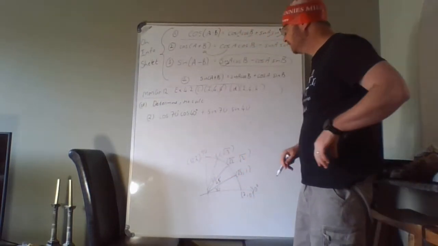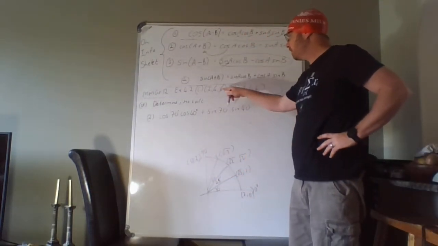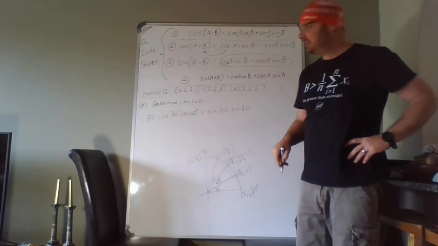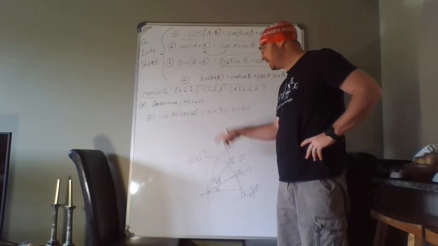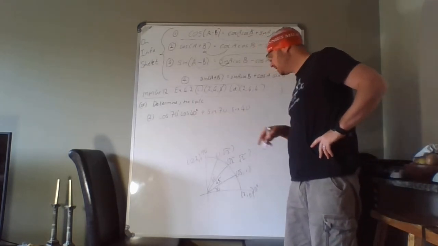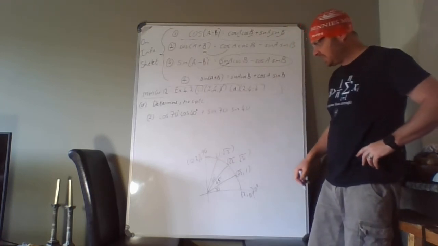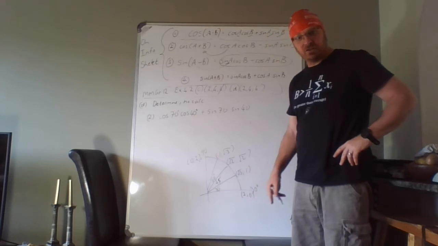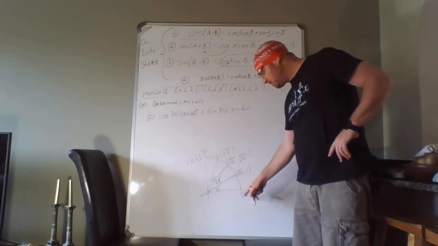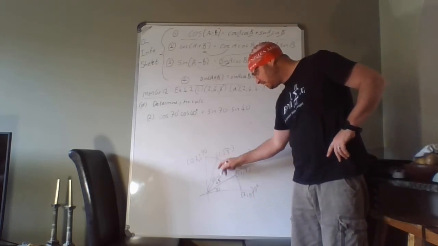Okay, the next one is from 4.2D, number 2. It says, determine without a calculator, cos 70 cos 40 + sine 70 sine 40. Well, the no calculator bit should say, ding, ding, ding, special angles. And the way I remember special angles, or you can use right angle triangles. Your special angles are at 30, 45, and 60.